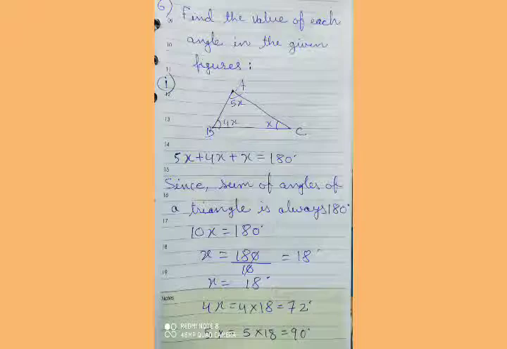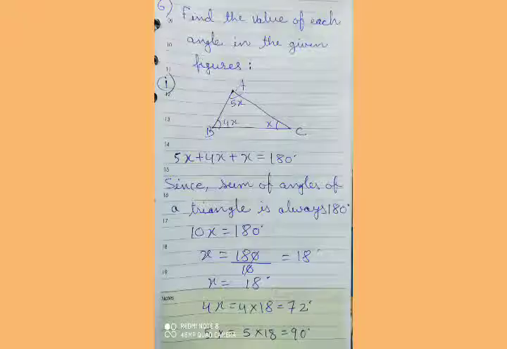Now next, question number 6. Find the value of each angle in the given figure. So the figure is on the screen, you can see. So 5x, 4x and x is given. So we know the sum of angles of a triangle is always 180 degree. So 5x plus 4x plus x is equal to 180 degree, means 10x is equal to 180 degree. X equal to 180 by 10, equal to 18. So the value of x is 18.